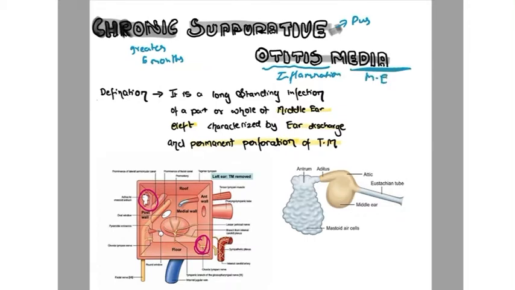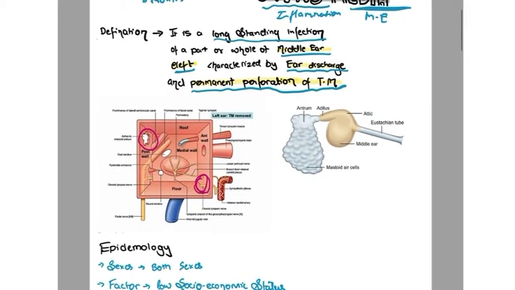Okay? So what is chronic suppurative otitis media? It is basically a long-standing infection of the middle ear cleft, and it has two main features: ear discharge and permanent perforation of the tympanic membrane. So we'll try to understand the definition. Long-standing, as you know, is greater than 6 months, and then the middle ear cleft.